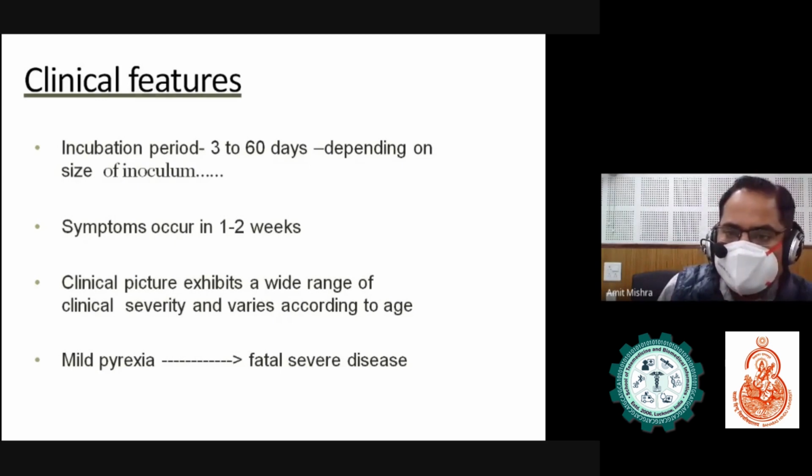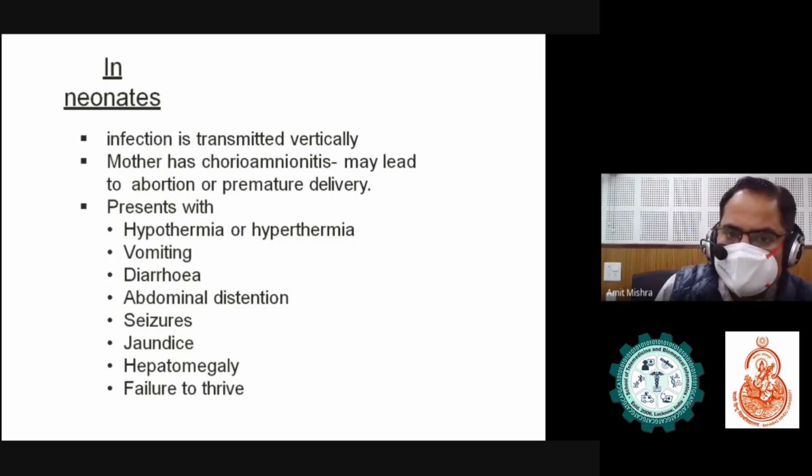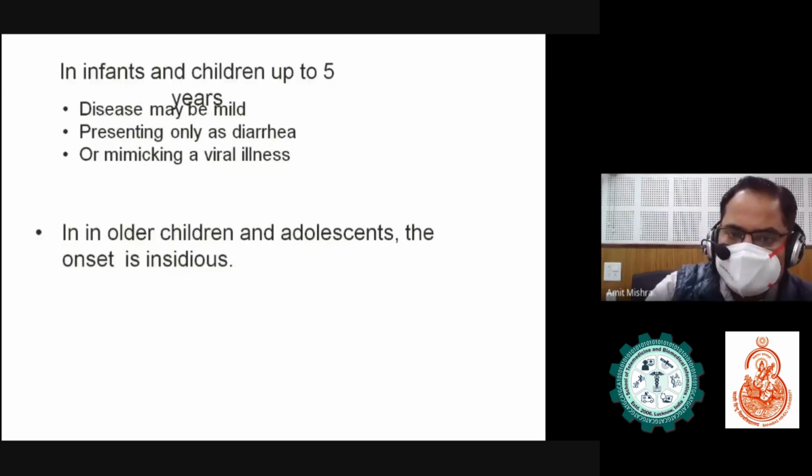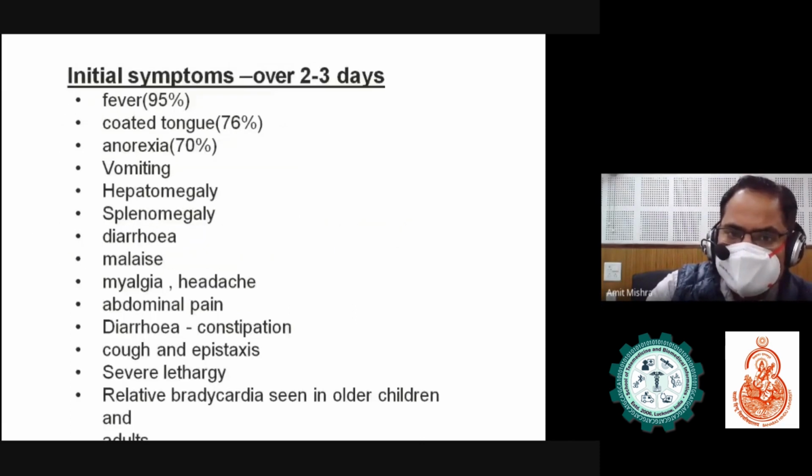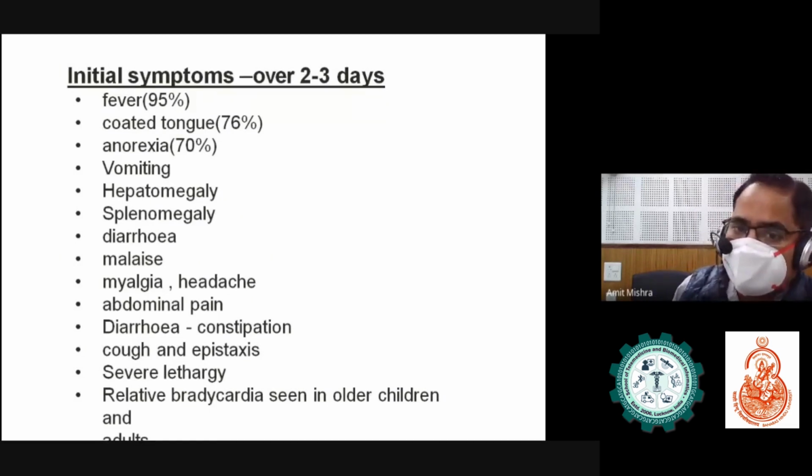Incubation period is 3 to 60 days depending on the size of the inoculum, but normally the symptoms appear in 1 to 2 weeks. Clinical features exhibit a wide range of severity and vary according to age. It can be a mild pyrexia to a fatal severe disease. The initial symptoms after 2 to 3 days, most commonly, are fever, coated tongue, and anorexia, in 70%.